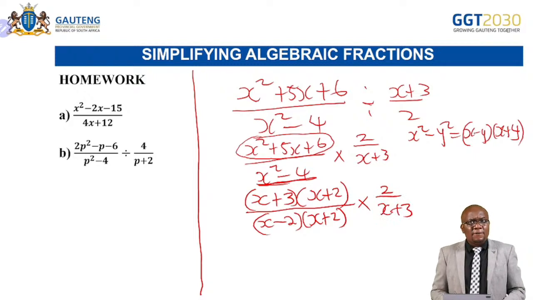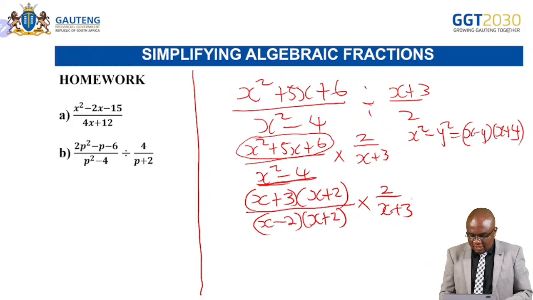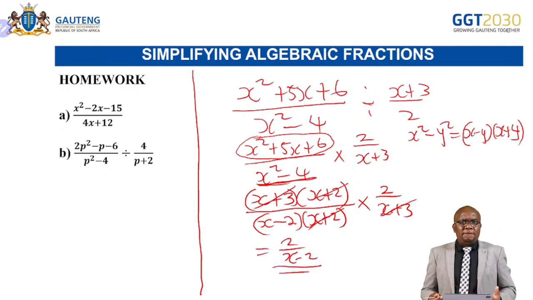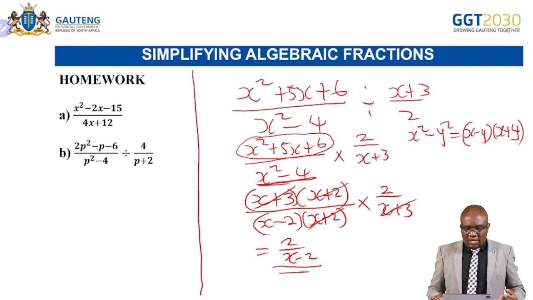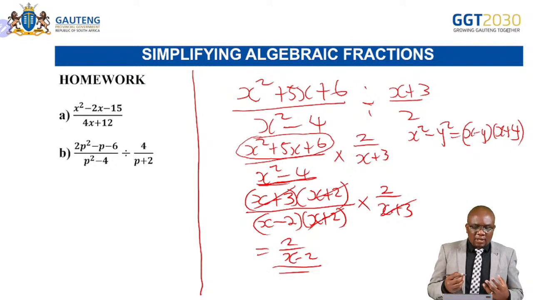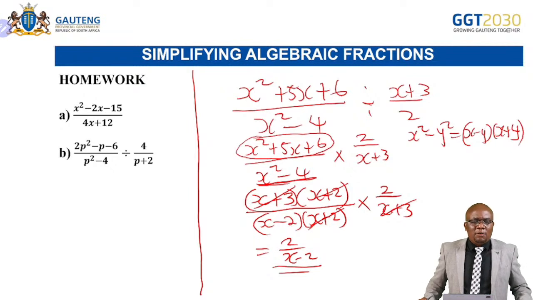You see that? Okay. Then now we can cancel. x plus 3 divided by x plus 3 is 1. x plus 2 divided by x plus 2 is 1. And then we are just remaining with the top. We're remaining with 2 over x minus 2. You have simplified. I tried to revisit difference of two squares and also how we deal with division of algebraic fractions.